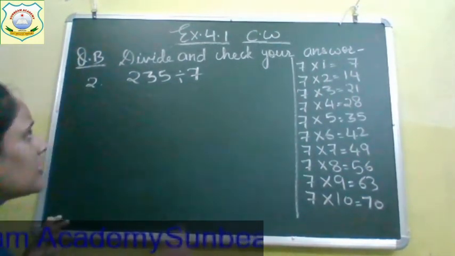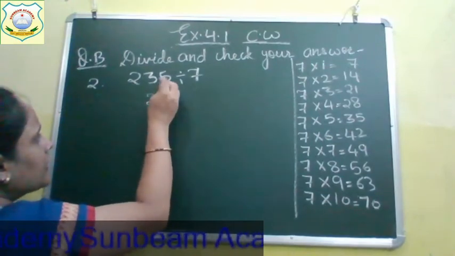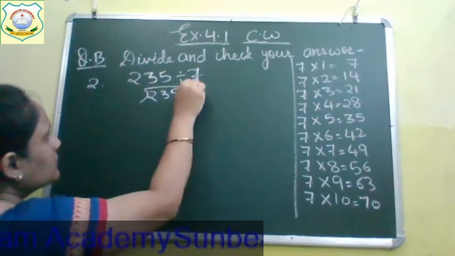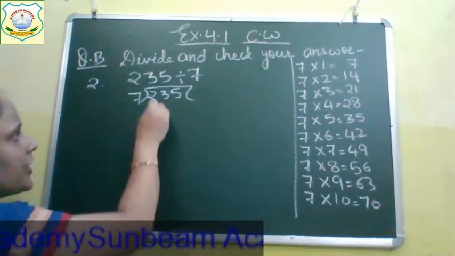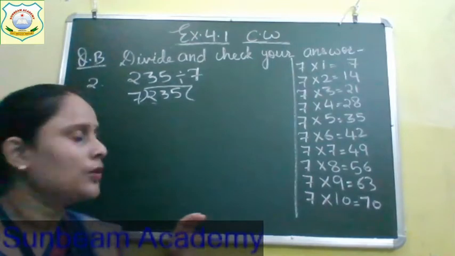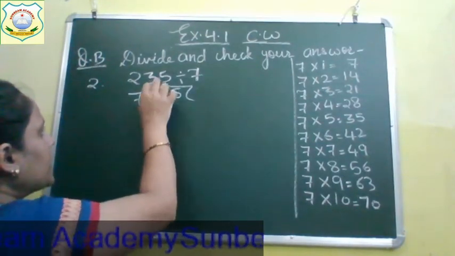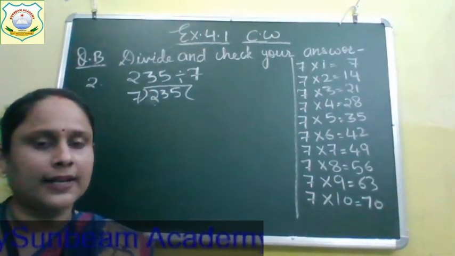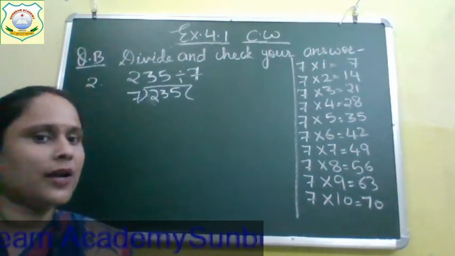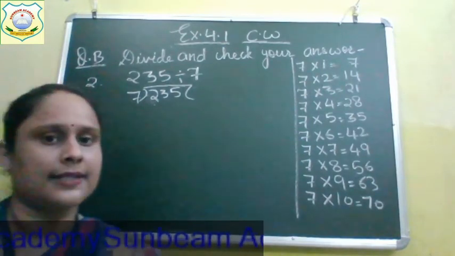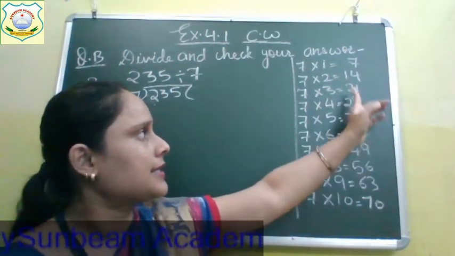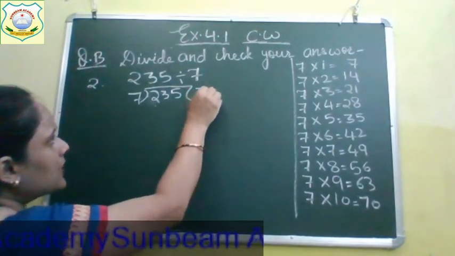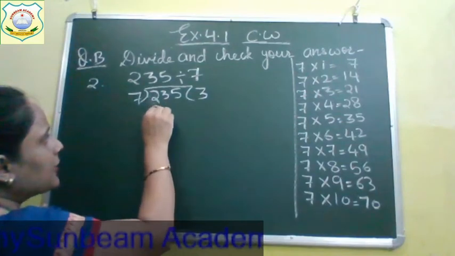Now let's divide, children. We have to divide 235 by 7. Now children, your first number is 2. Is 2 smaller than 7 or bigger than 7? It's smaller than 7. So we cannot divide 2 with it. So we will take a number which is less than 7. Which number is less than 7? 21. 21 will come how many times? 3 times. 7 threes are 21.